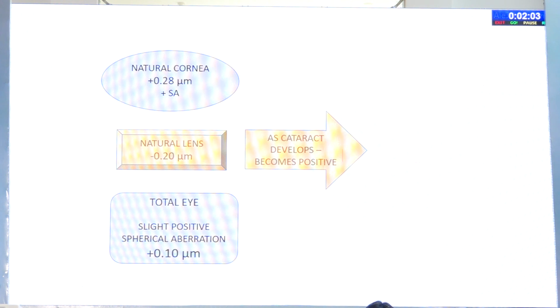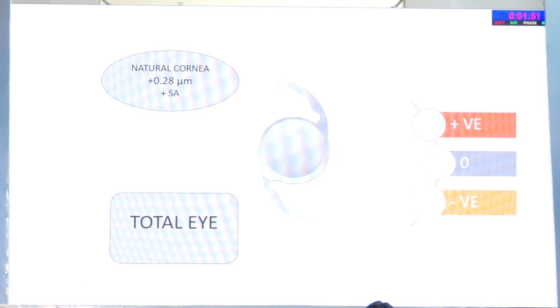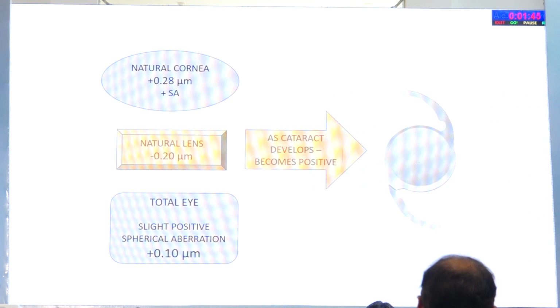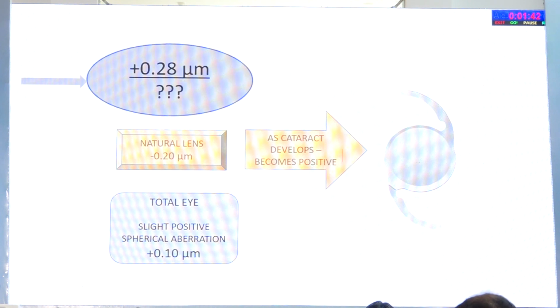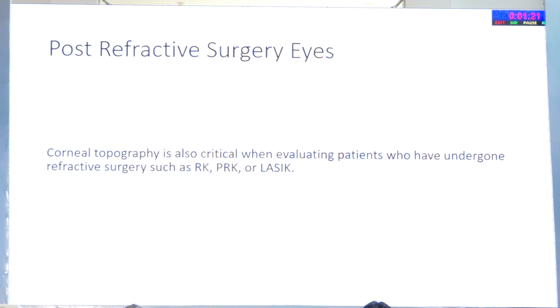When you're replacing the lens with an IOL, depending on the IOL's spherical aberration, the total spherical aberration of the eye will change. It could be positive, negative, or neutral depending on the lens that you choose. This calculation is valid only when the natural corneal spherical aberration is a constant, but it is not a constant. It can be measured using a topographer. When you can measure the spherical aberration of the cornea, because you're going to remove the lens anyway, you can tailor-make your aspheric lens selection depending on the corneal topography value and a special software program.